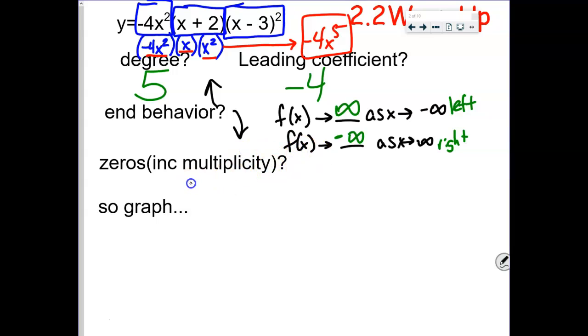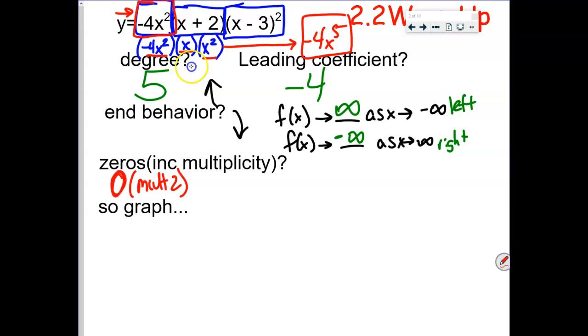All right, zeros, including multiplicity. So now you go back to the factored version of your polynomial, because they already had it factored for you. If you were to set this one equal to 0, what solution would you get? You'd get 0, right? Negative 4x squared equals 0. You divide by negative 4, you square root. So you get x equals 0 as a zero, but how many times does it show up algebraically? Twice. So you write multiplicity 2.